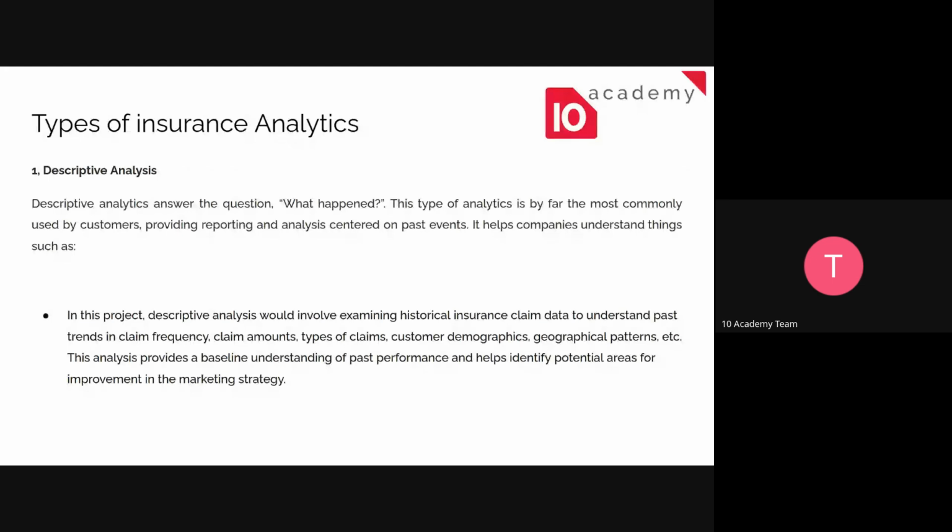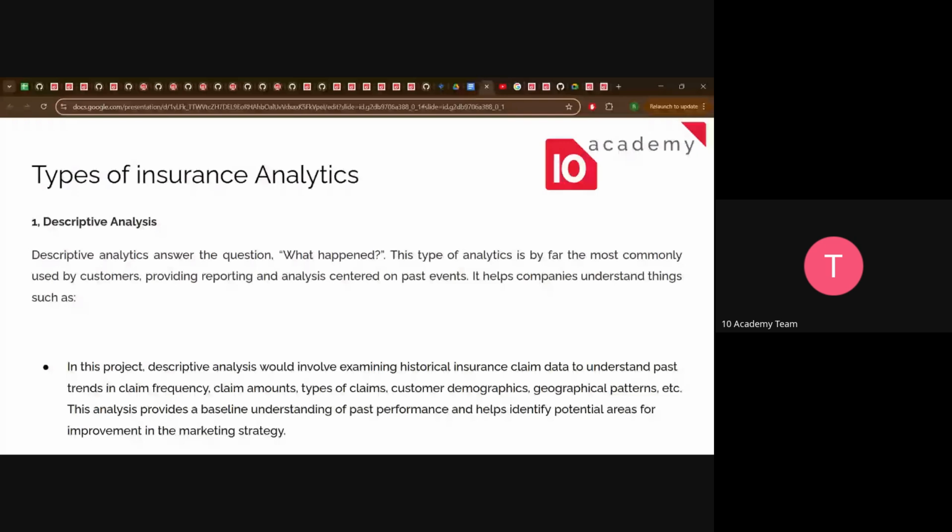The analysis provides a baseline understanding of past performance and helps identify potential areas for improvement in the marketing strategy. So this means that some people might be dismissed, like, you're not going to be part of my insurance company. It might not be that type of measurement that they are going to take, but they might be interested.